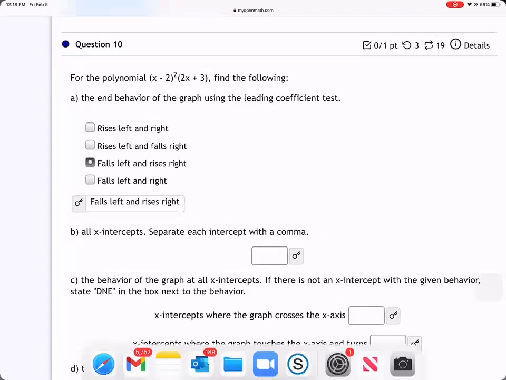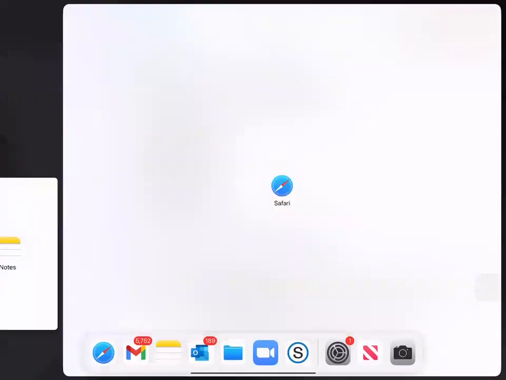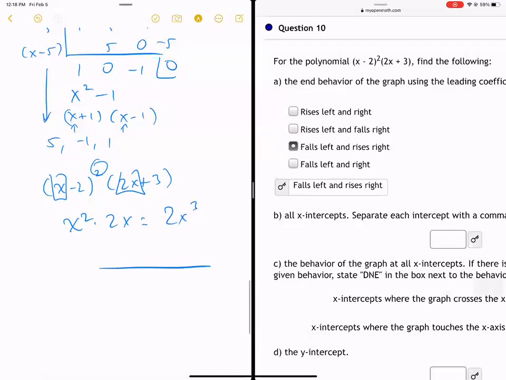Again, okay, let me show you how I did that. I said x minus 2 squared times 2x plus 3. Just take the front coefficient. Since this is squared, that's x squared times 2x. That's 2x cubed. In a graph, positive, positive, positive goes up on the right. Negative, negative, negative goes down on the left.